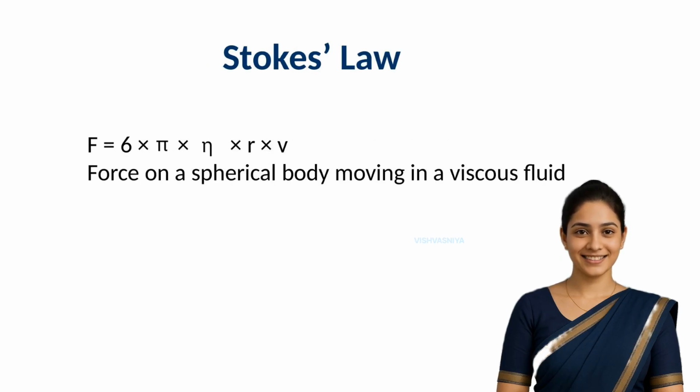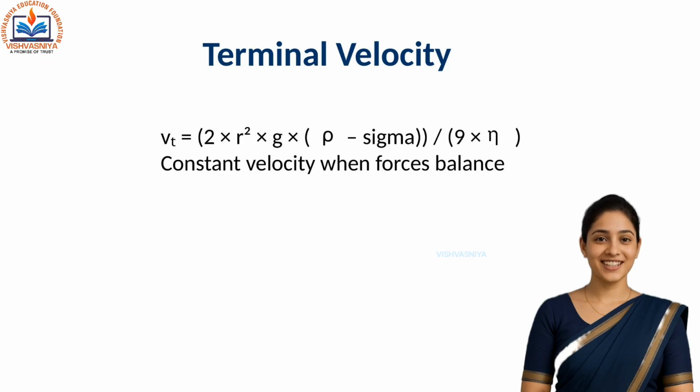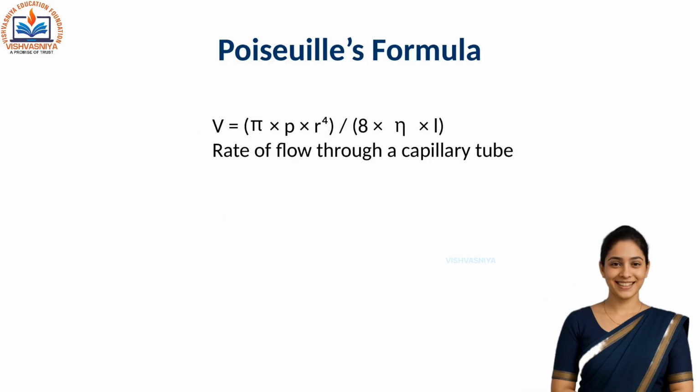Stokes' law. A spherical object moving through a viscous fluid experiences a retarding force. Formula: 6 multiply pi multiply eta multiply r multiply v. Terminal velocity. When a falling object stops accelerating and moves at a constant speed, that's terminal velocity. Poiseuille's formula. It calculates flow through narrow tubes: more pressure and larger radius, thus higher flow; more viscosity or length, thus slower flow.